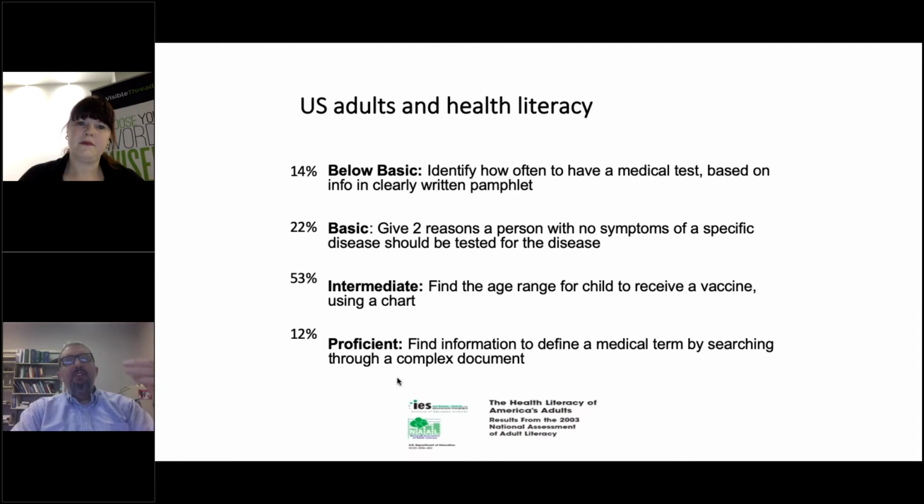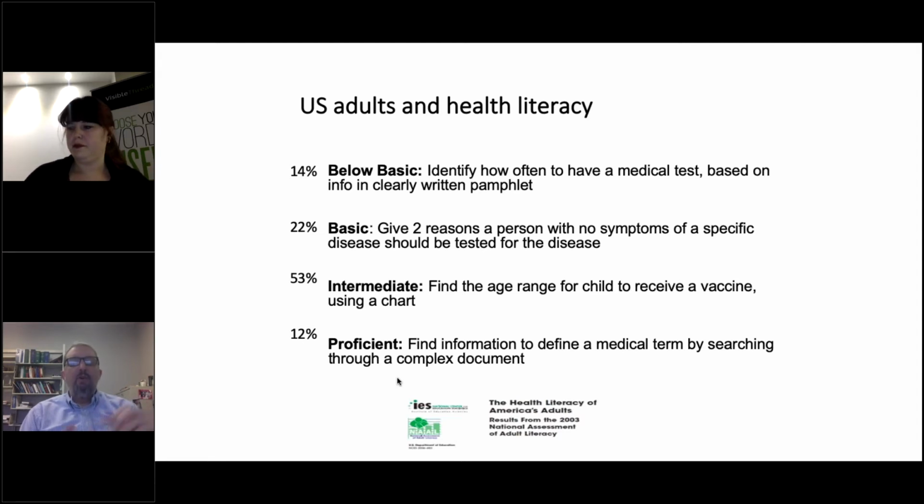We often think of it as grade levels, but you can see on the screen that the tests for health literacy, in all of the various national assessments of adult literacy in the U.S. and then the PIAAC, which I'll talk about on the next slide, relate to the ability to do things. It's not necessarily the ability to read words. For example, at the basic level: give two reasons a person with no symptoms of a specific disease should be tested for the disease. To get out of that category, you'd have to be able to do what intermediate says, which is find the age range for a child to receive a vaccine using a chart.